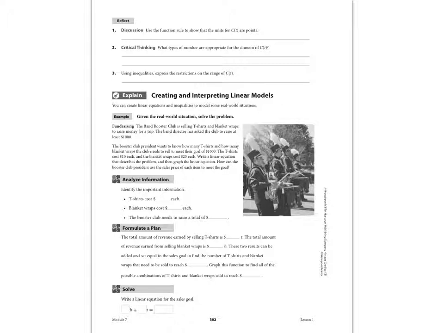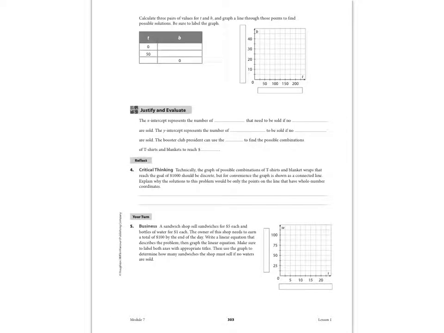On page 302, there is an example where you can go through the steps. If you look near the bottom, analyze information, formulate a plan, solve. This is a good example to really go through if you're looking at trying another example that's structured for you. So I'm not going to do this. I'm going to go straight to the your turn. That is on page 303.